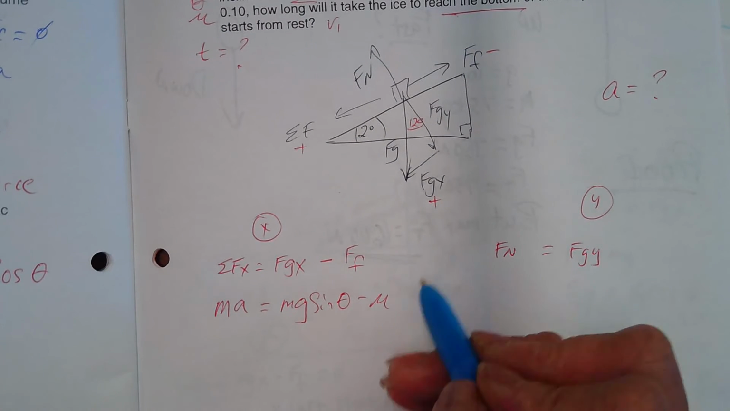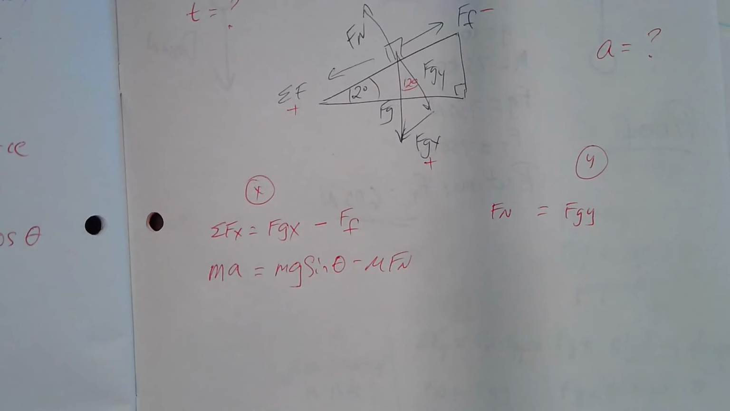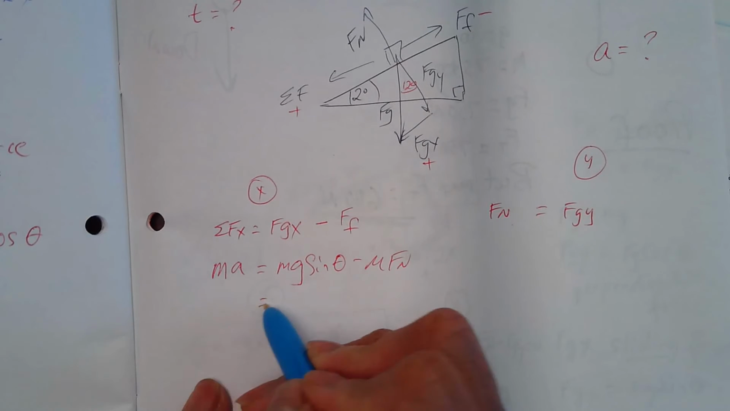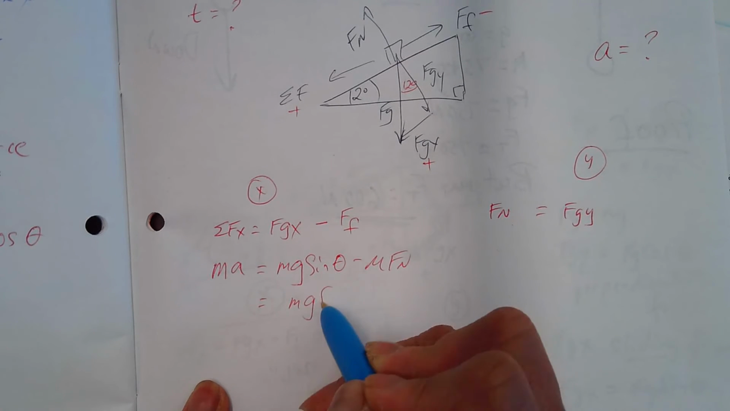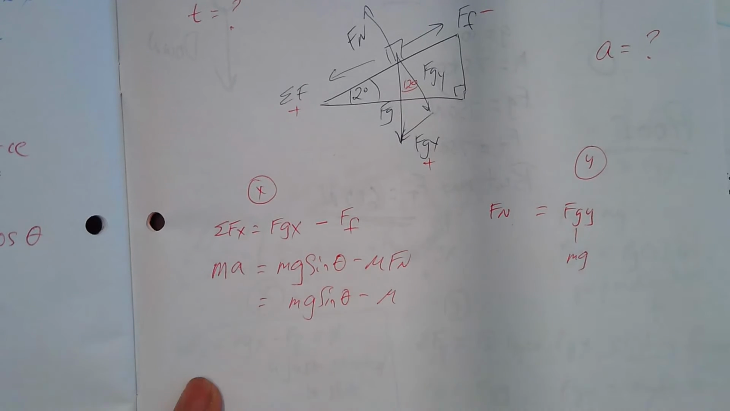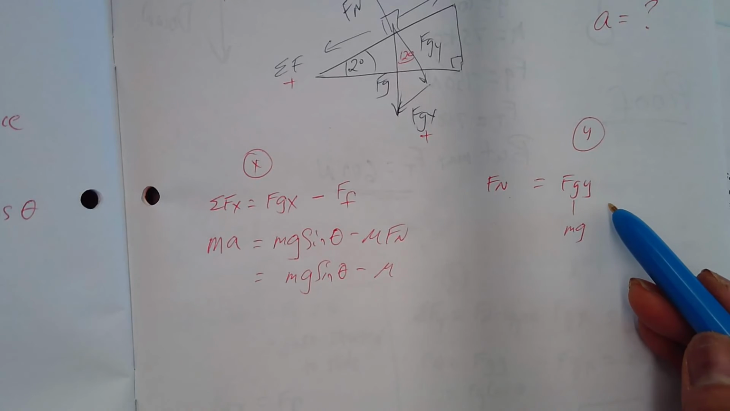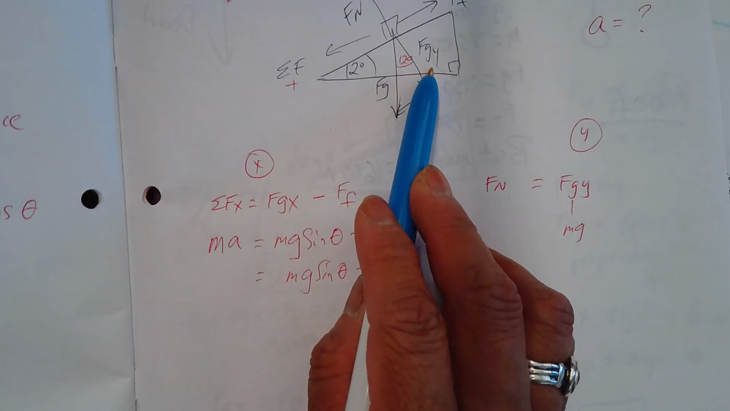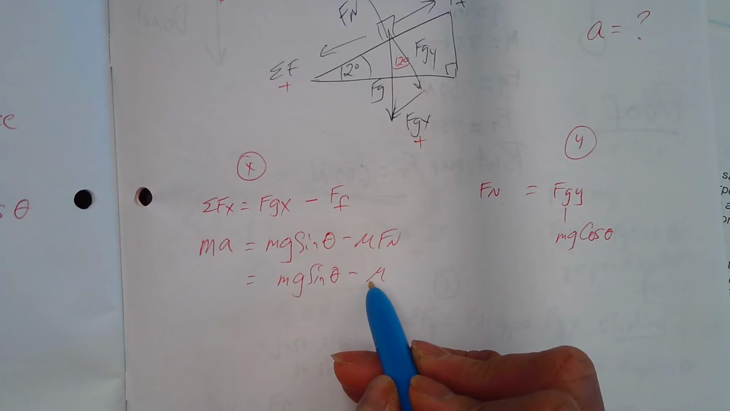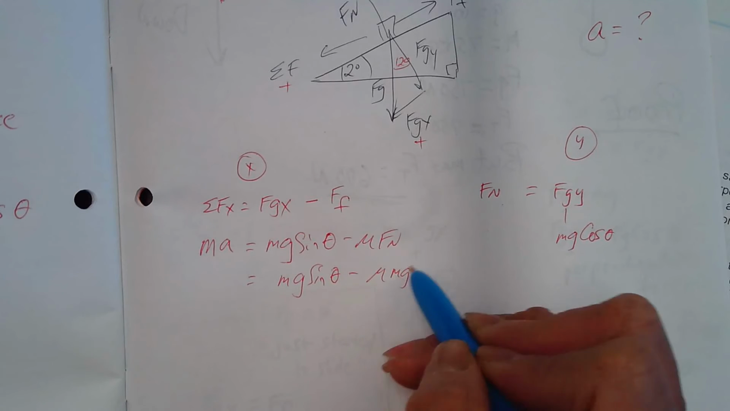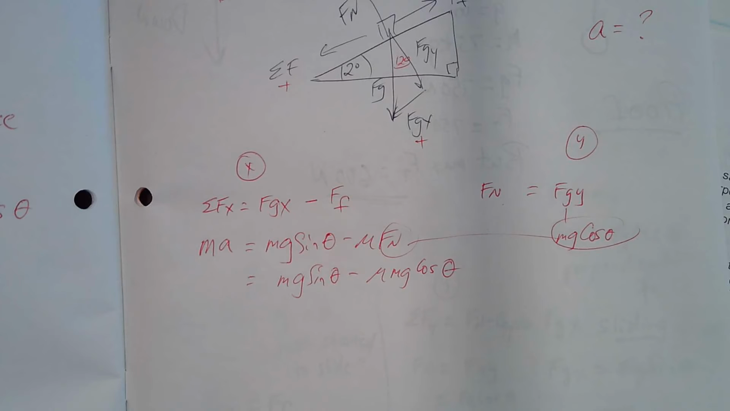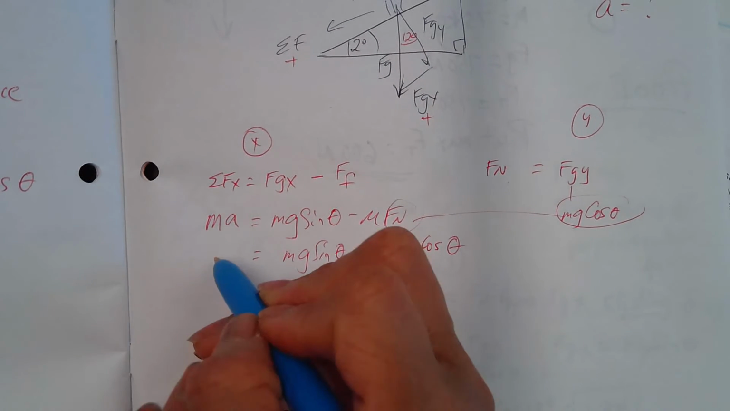So I'm going to just put mu Fn. Okay? And look at that. You know that Fn is Fgy. So now you're going to go mg sine theta minus mu. By the way, Fg is always mg, right? So how do we expand on the Fgy? That one there. Adjacent, hypotenuse. mg cos theta. So this will become mu mg cos theta. That one is that Fn right here. See the connection? Okay. And this is your ma.